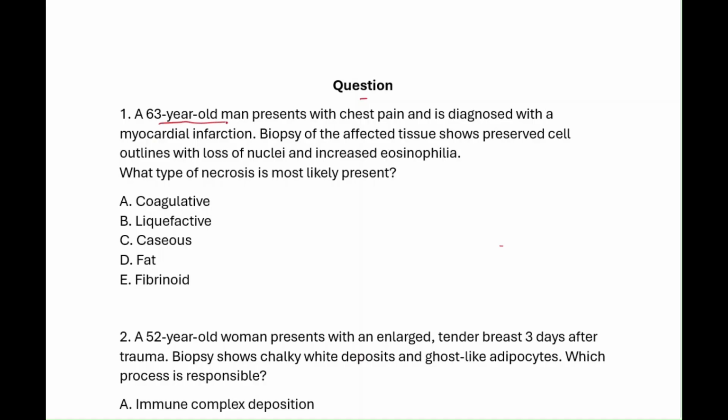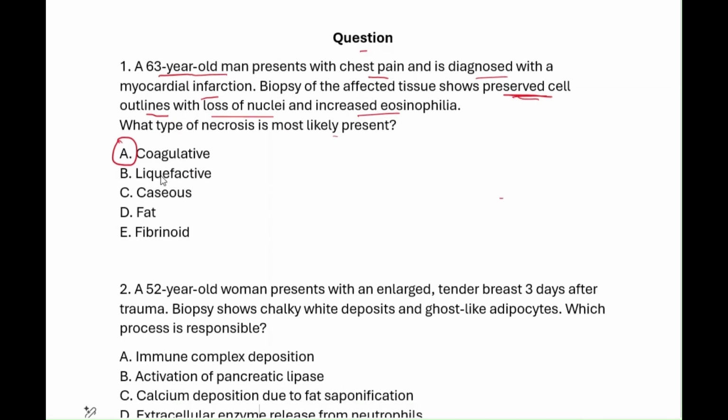A 63-year-old man presents with chest pain and is diagnosed with myocardial infarction. Biopsy of the affected tissue shows preserved cell outlines, loss of nuclei, and increased eosinophilia. What type of necrosis is most likely present? Looking at this, we have a preserved cell architecture, whereby on the inside we have a dead cell, no nucleus, and there's an increase in acidophilic dye. So this is classic for coagulative necrosis.